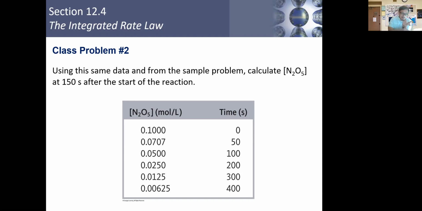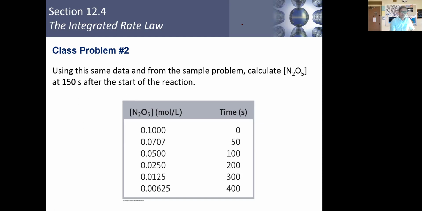Now that we know what k is, now that we know that this is a first order reaction, okay, what we can do is find the concentration at 150 seconds. And again, if you notice here, we did not collect the data at 150 seconds. We recorded the concentration at 50, at 100, 200, 300, but not 150 seconds. But that's not going to be a problem because we're going to use the integrated rate law, because again, we don't have rates.